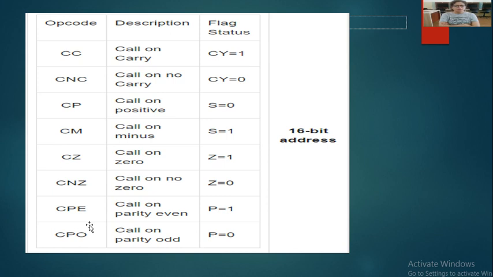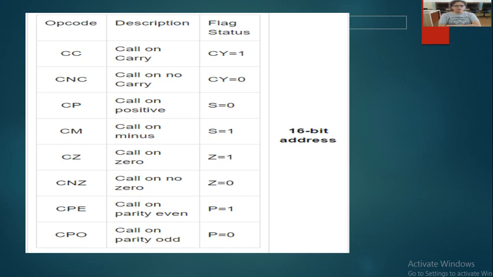The fifth instruction of this group is CZ. C stands for call, Z stands for zero. Call if the result is zero, and in that case the value of the Z flag is 1. Next is CNZ, call if the result is not zero. If the result is not zero, the value of the Z flag is 0.